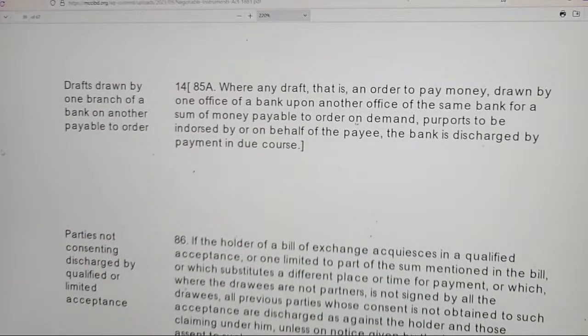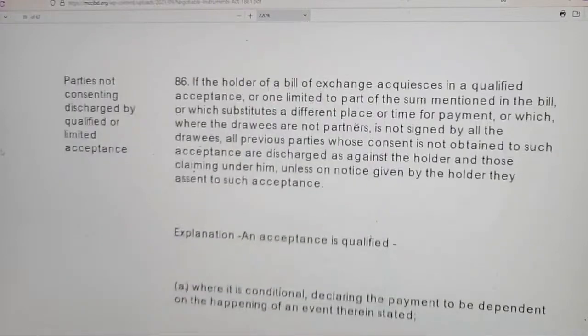Drafts drawn by one branch of a bank on another payable to order. 85A. Where any draft that is an order to pay money drawn by one office of a bank upon another office of the same bank for a sum of money payable to order on demand purports to be endorsed by or on behalf of the payee, the bank is discharged by payment in due course.